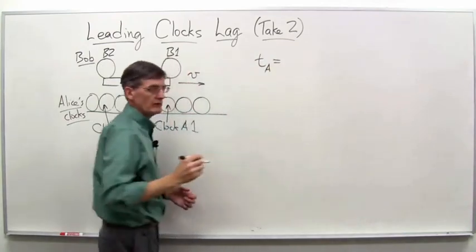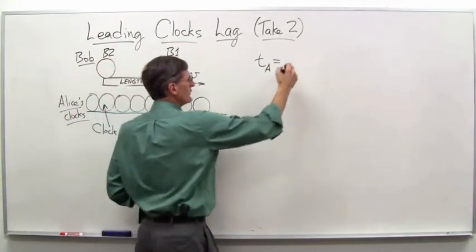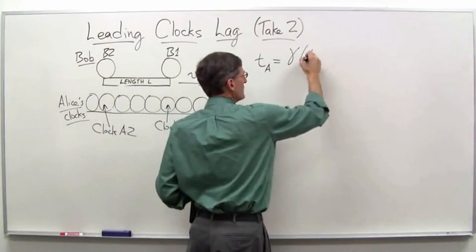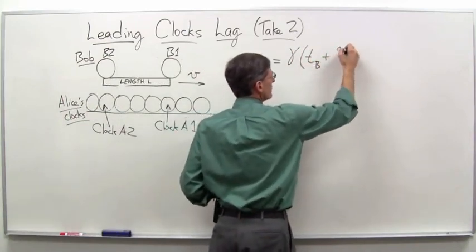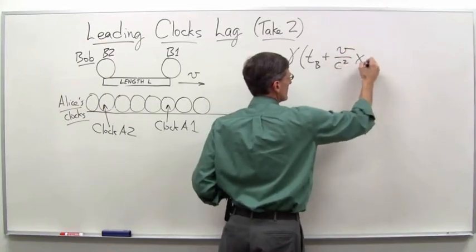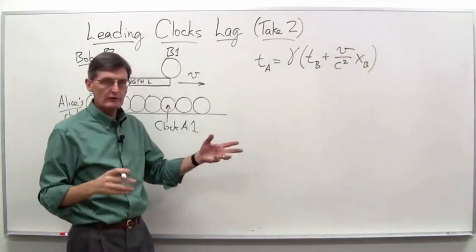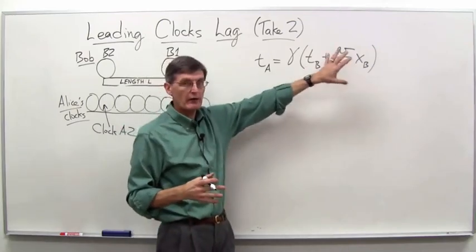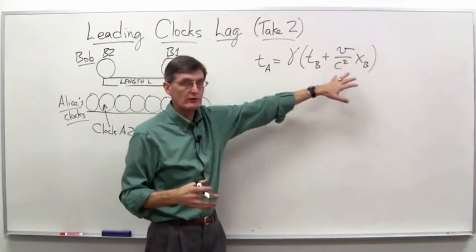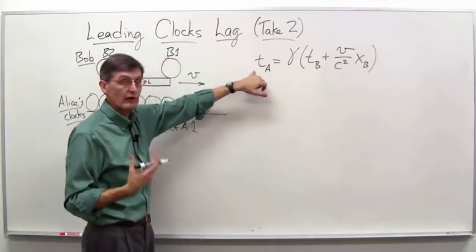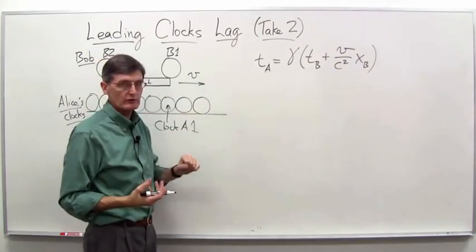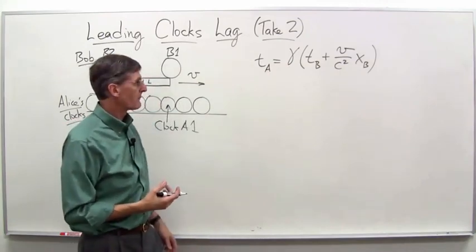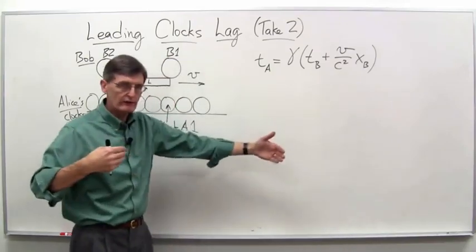One is T sub A for Alice is going to equal gamma times T sub B plus V over C squared x sub B. This is the time equation. In other words, given the space-time coordinates, the x coordinate and the time coordinate of something happening in Bob's frame, according to Bob's measurements, I can find the time coordinate in Alice's frame given this equation, where gamma is our usual factor, 1 over the square root of 1 minus v squared over c squared, and v is the relative velocity between the two frames.